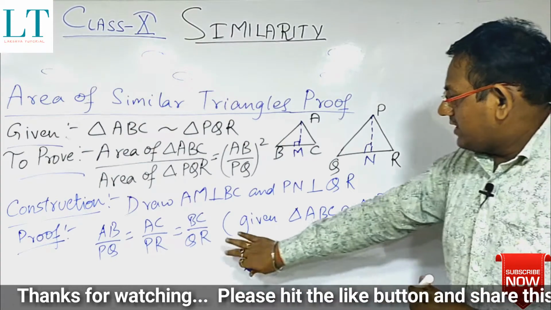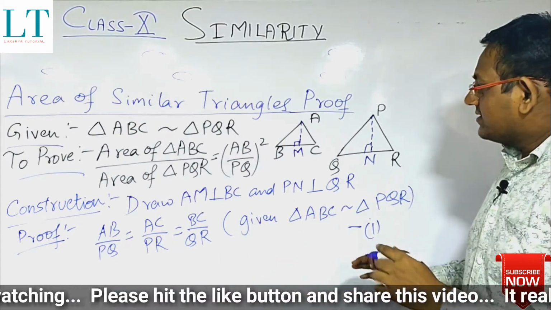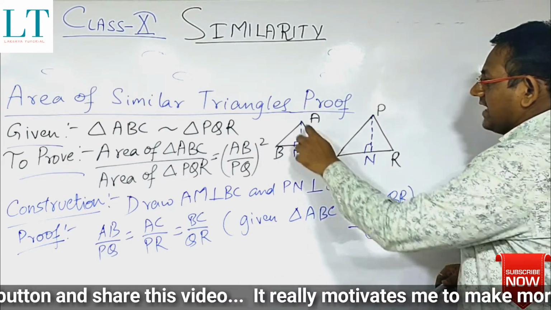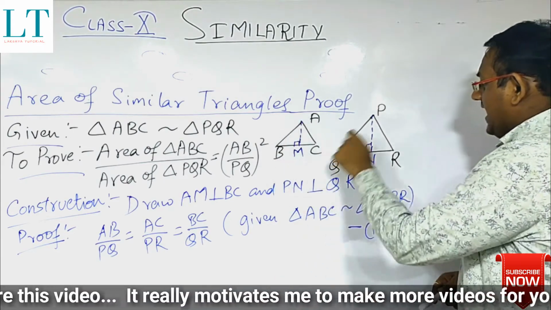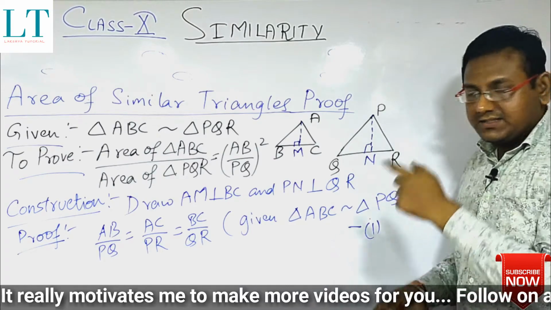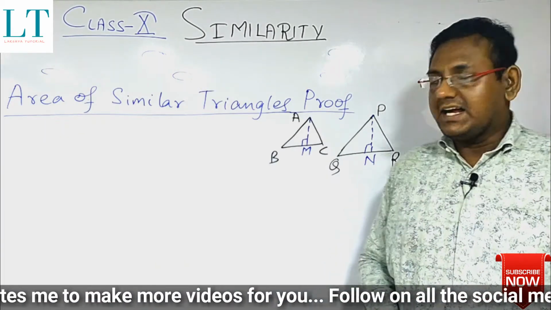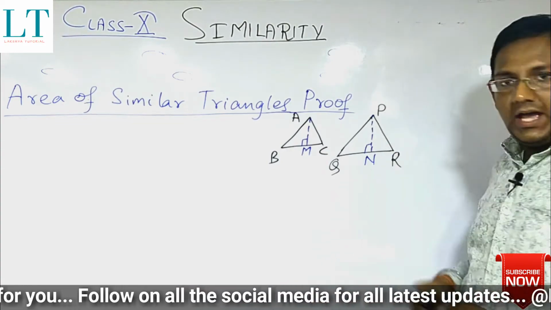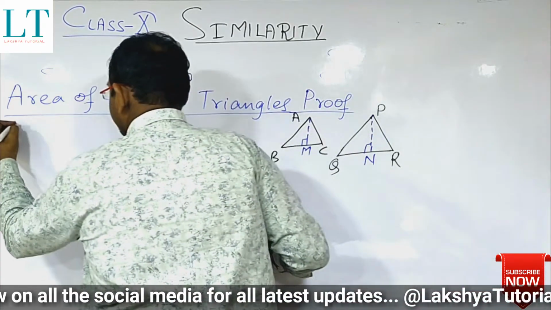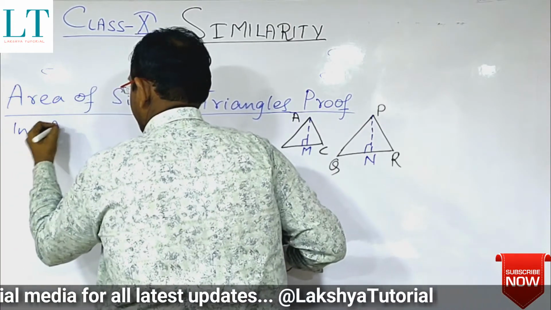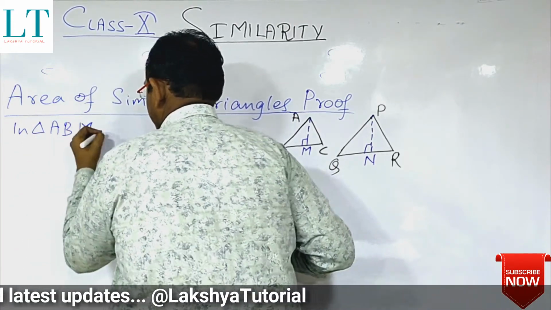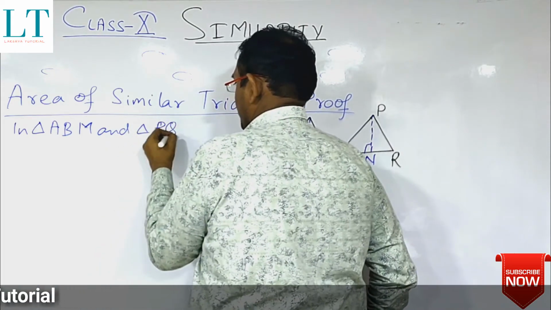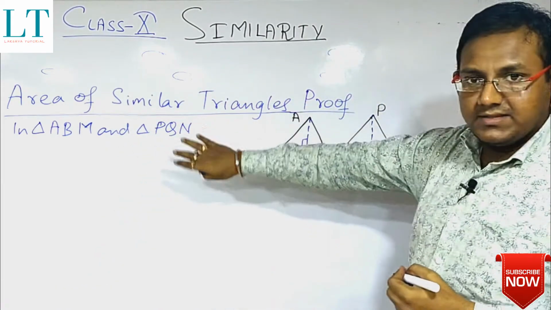Now, since we have already considered this point, let us consider another pair of triangles over here. In this case, we are considering the triangles ABM and PQN. Let us start with this one. Now let us consider the triangle ABM over here and the triangle PQN over here. So we can say that in triangle ABM and triangle PQN, we are basically considering these two triangles.